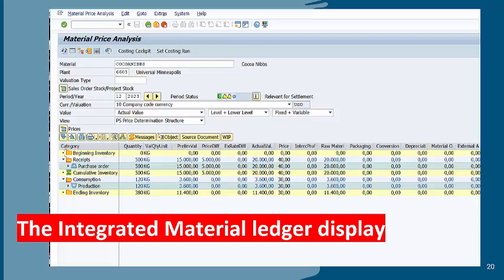And this is the integrated material ledger display. So here you will find the beginning inventory, the receipts, the cumulative inventory, consumption, and ending inventory. Here you will find the price differences which are incurred at receipt stage and all of that.